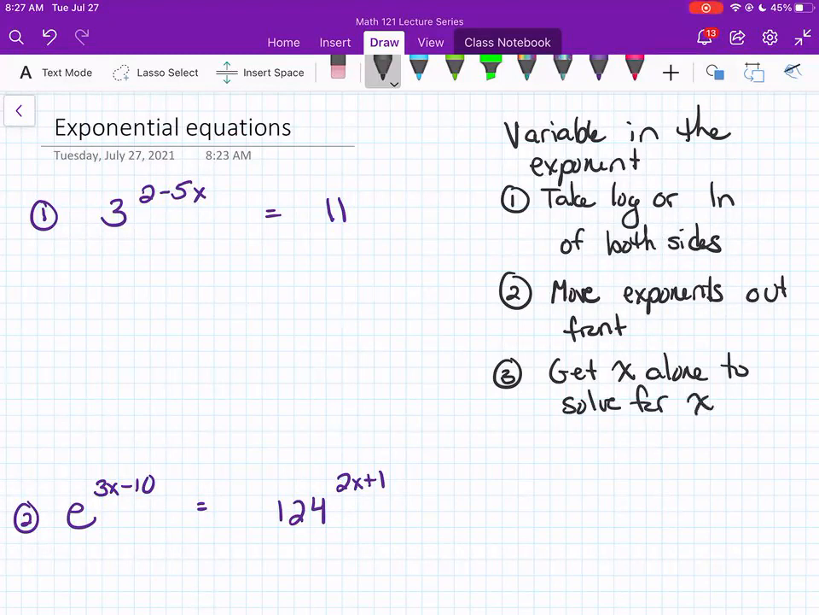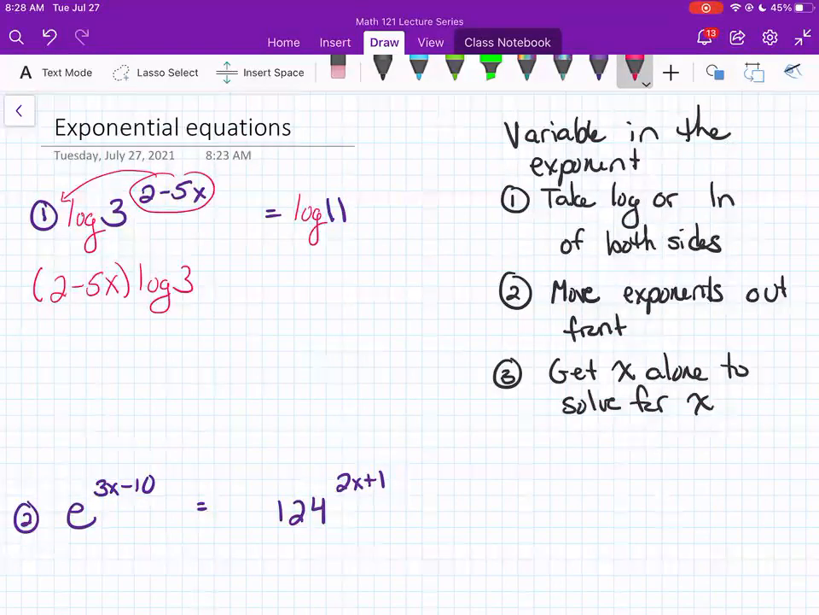Let's do a couple of examples. Let's begin here with number 1. We've got 3 to the 2 minus 5x equals 11. I'm going to take the log of both sides. That means this entire piece can move out. Be careful to put that entire piece in parentheses, because you'll see that that entire thing is multiplied by log 3, and that equals log 11.